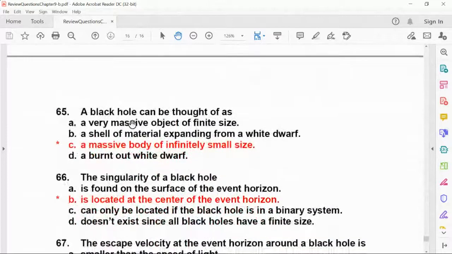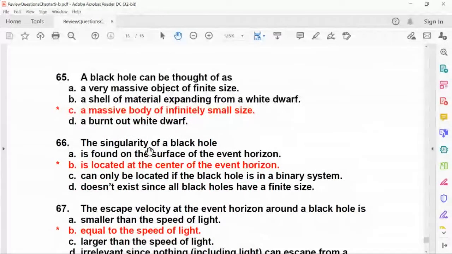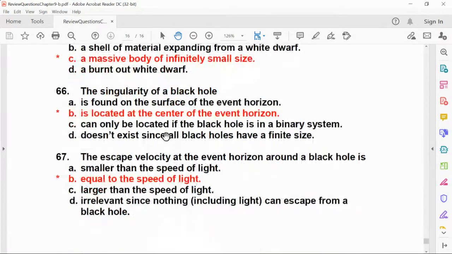A black hole can be thought of as a massive body of infinitely small size. Infinitely small here means compared to objects like the sun and so on. So we're talking about, let's say you reduce something huge to the size of a kilometer. So it becomes very dense, and that of course is going to curve space strongly around it, and it will have very strong gravity.